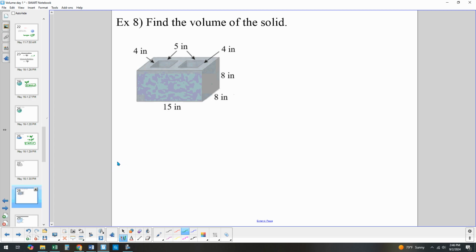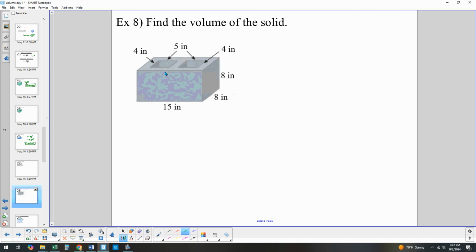Now we have the volume of what we call a composite solid. And a composite solid can either be two or more separate solids that we're going to find the volumes of and add together, or two or more separate solids that we're going to find the volumes of and take away. So in this particular one, we're looking at a cinder block, and we're looking at parts of the whole shape not being filled in, which means they are not part of the volume of our shape. So we have one big rectangular prism that we want to find the volume of, and then we have to take away the two smaller rectangular prisms that were basically cut out of the shape here.